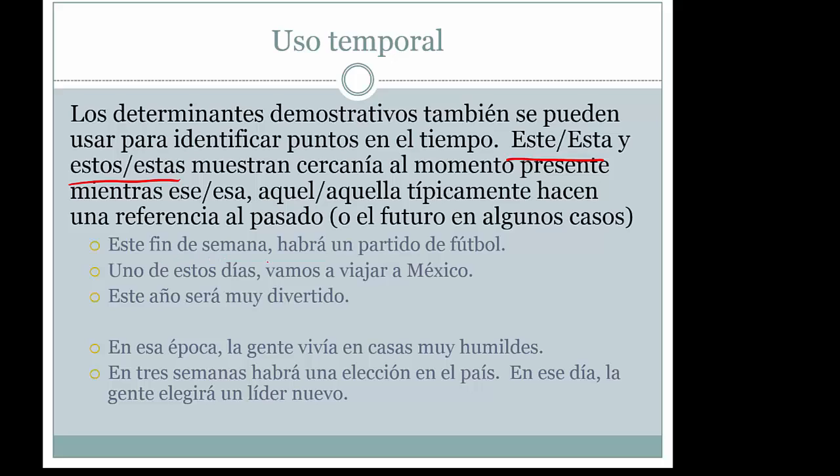Este fin de semana habrá un partido de fútbol. This weekend. Uno de estos días, one of these days. Este año será muy divertido. If I'm talking about the past, though, en esa época, in that time period, a long time ago, la gente vivía en casas muy humildes. Or here's a future event. En tres semanas habrá una elección en el país. En ese día, on that day, in the future, la gente elegirá un líder nuevo.